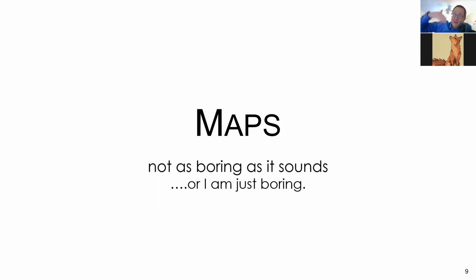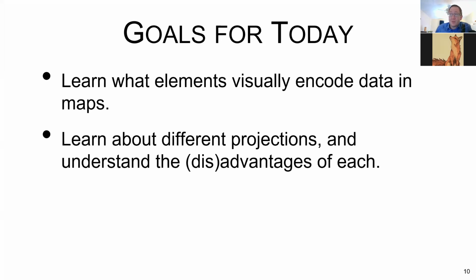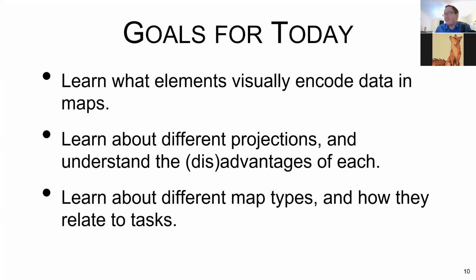More importantly, not just what the map is, but what we layer on top of a map for visualization. So we're going to be learning about how to visually encode information on a map, and we're going to learn about different projections and why some work better than others, and different map types and how they relate to the task. The big part is how they relate to the task. It's not, again, not guesswork.